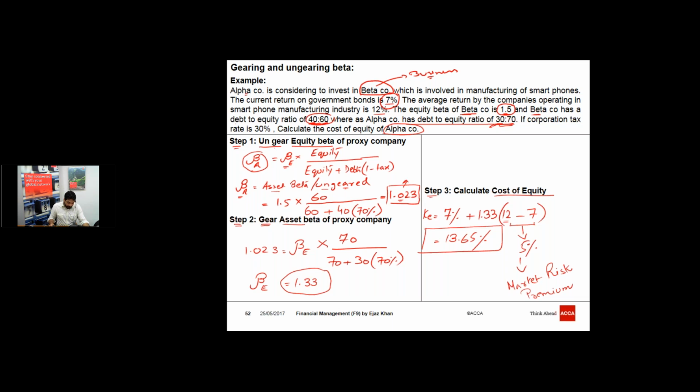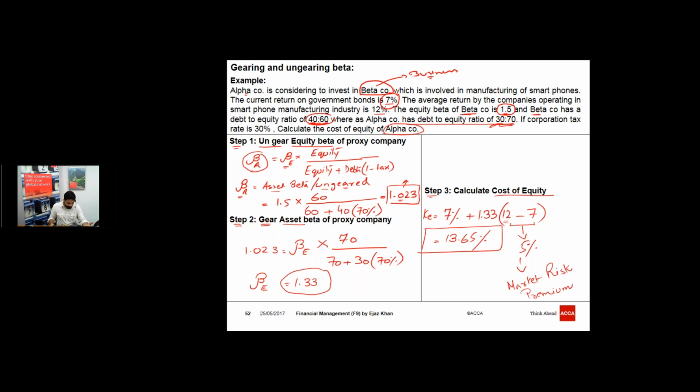Uzair, you have to take the equity beta of the proxy company in the first step, and you have to take the gearing ratio of the same company. So we will use the same company's gearing, that is the proxy company's gearing, to ungear its beta. Once we are done with that, we will have the asset beta, that is the ungeared beta.